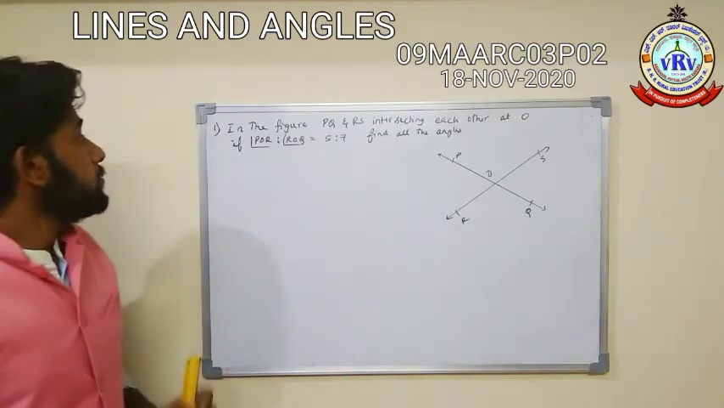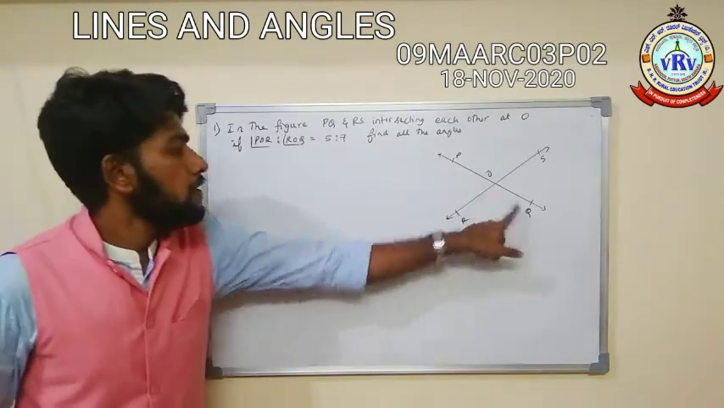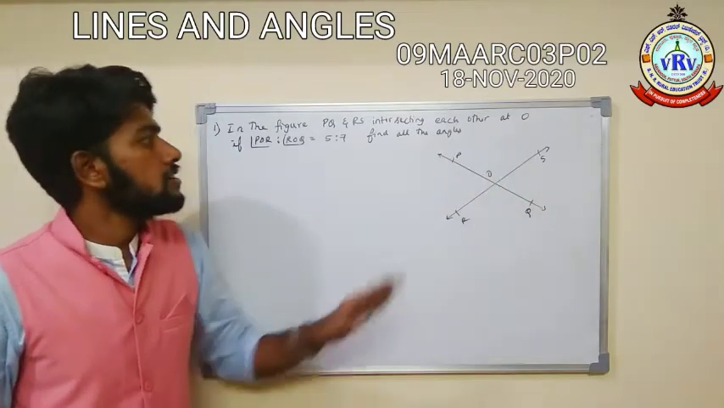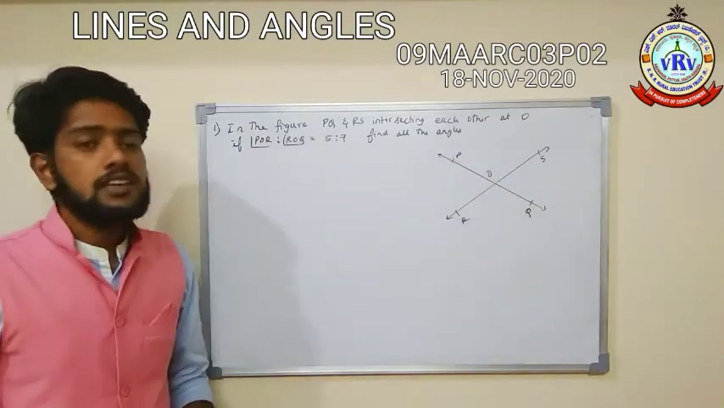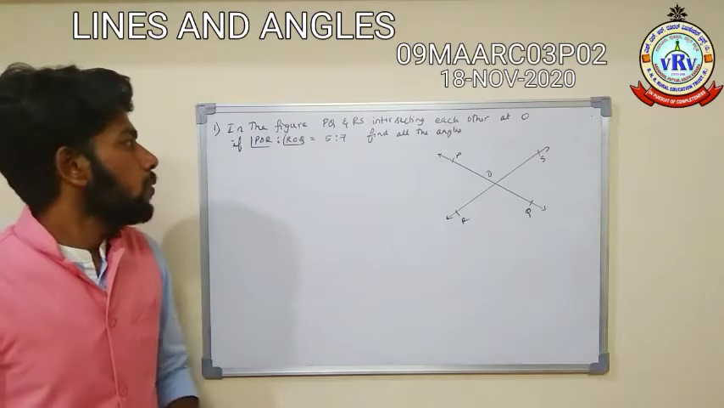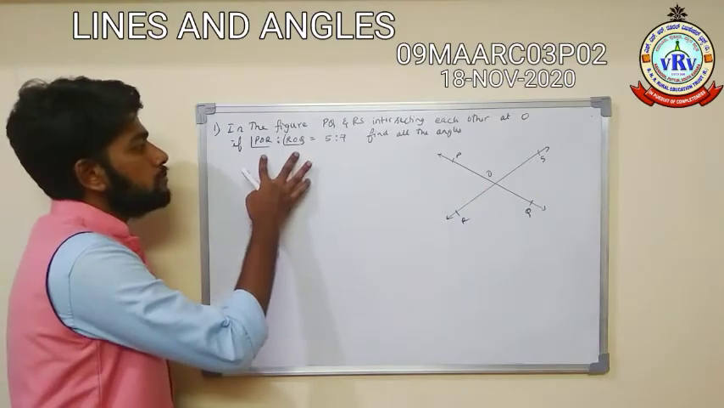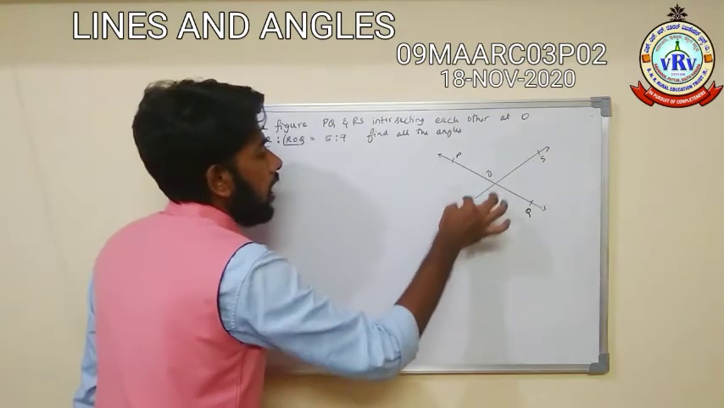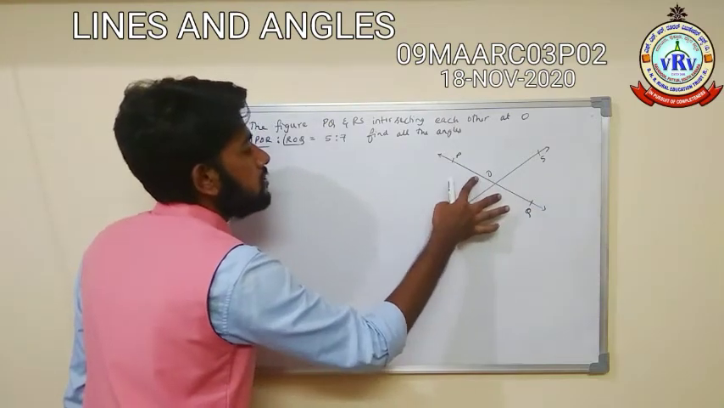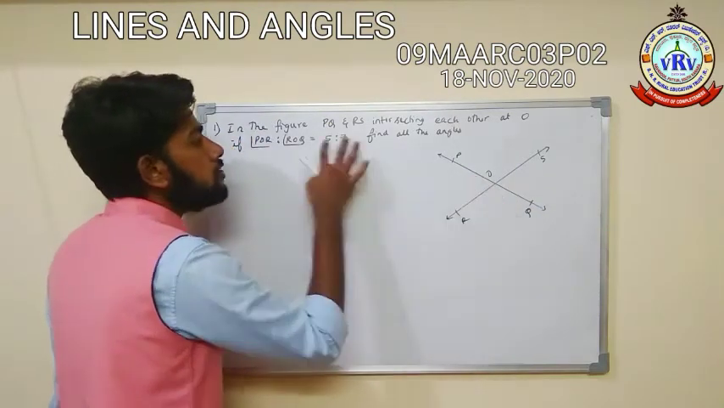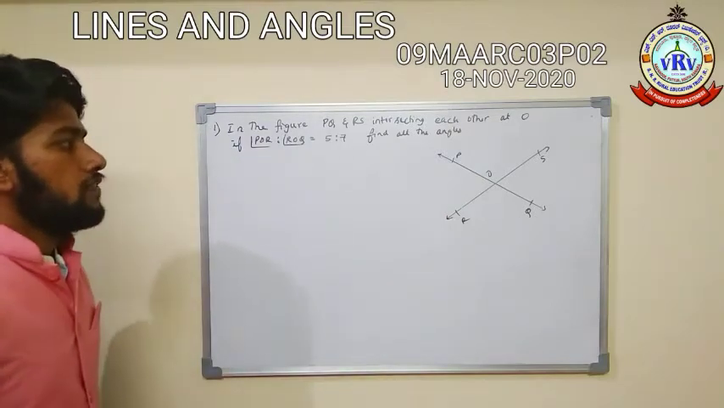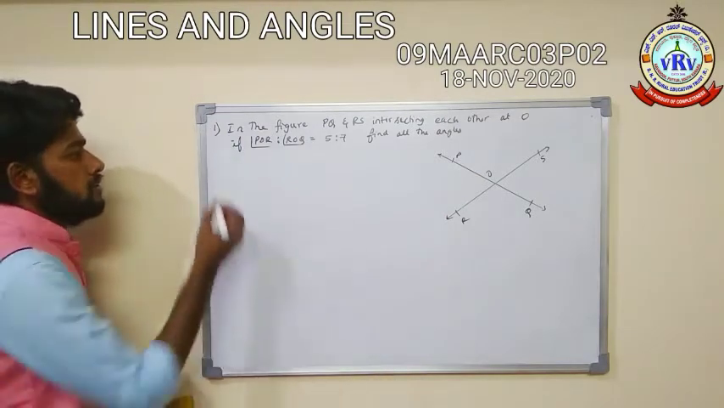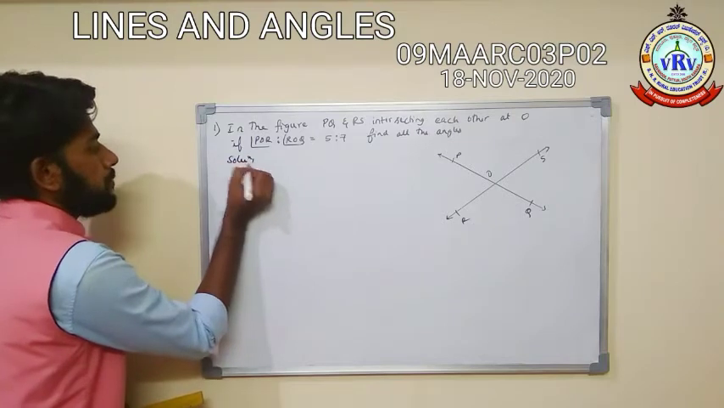Okay, the first example is, in this given figure, PQ and RS are lines intersecting each other at the point O. And the ratio between two angles is given, POR and ROQ. These two angles' ratio is equal to 5:7. Find all the angles. Let me solve this.